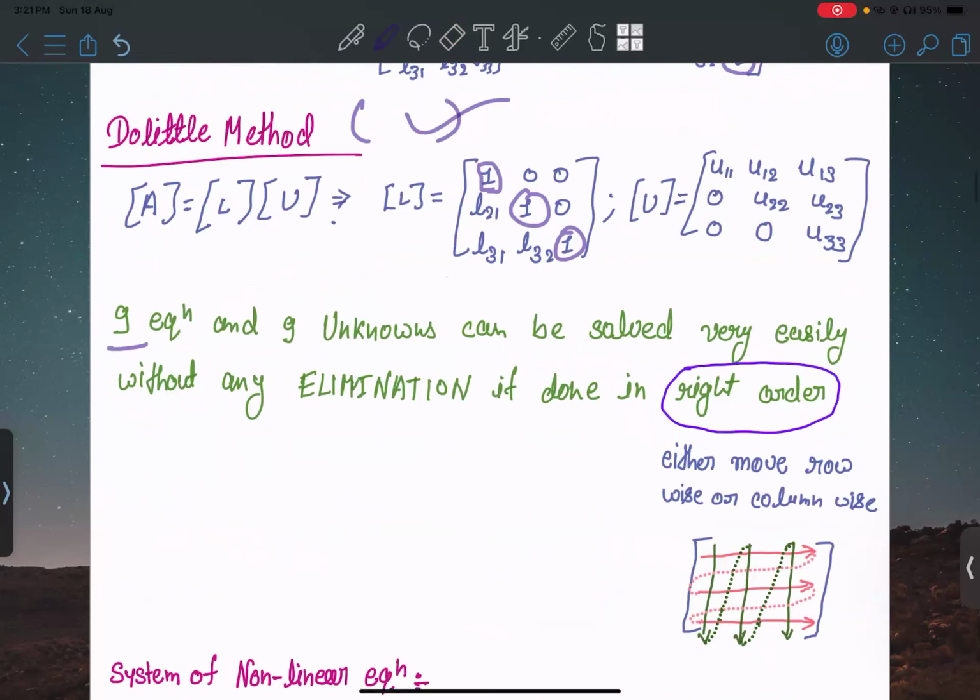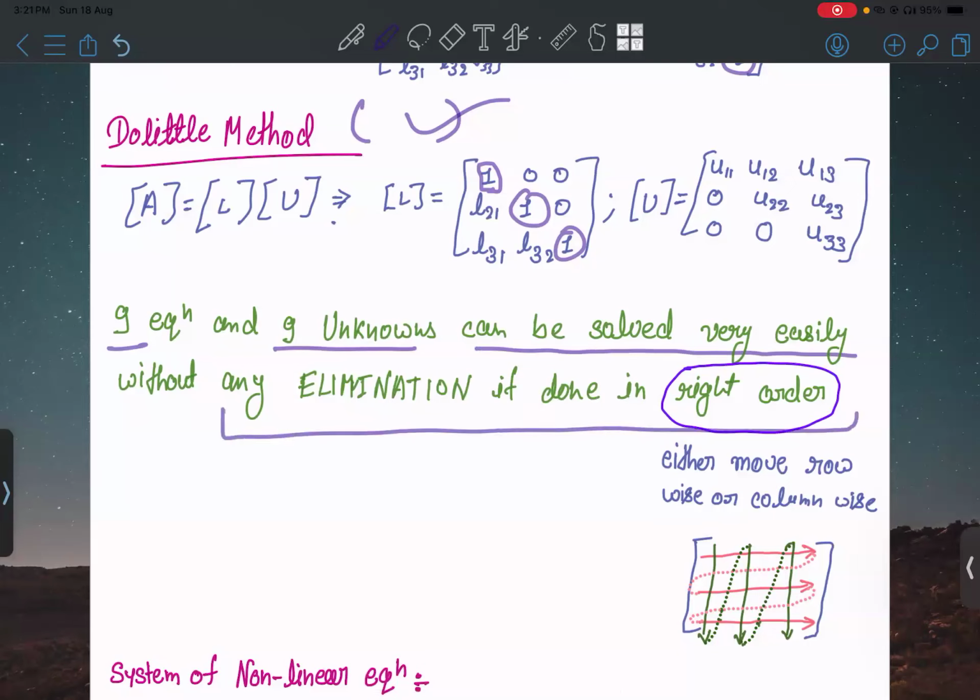Now we have 9 equations and 9 unknowns. This can be very easily solved without any elimination if we do it in the right order, meaning either we move row wise or column wise. Suppose first I solve for this element, then this element, I go like that, then like that, and then I will be able to find the values. Or I can start from here, go downward first, then in the second column, then the third column. If I move in the right order, I will be able to solve this problem without any elimination process.